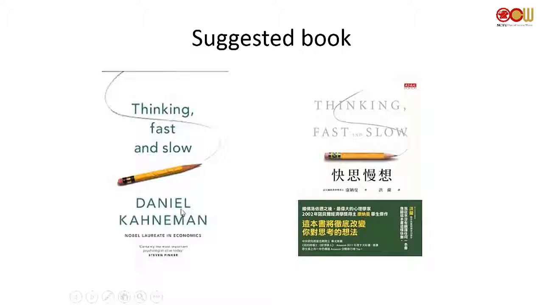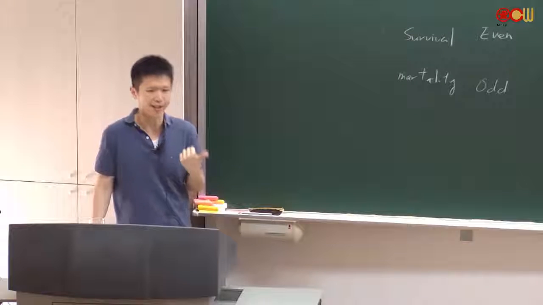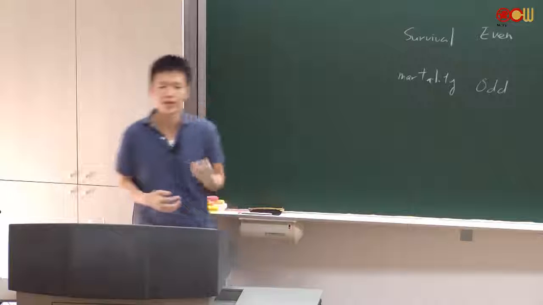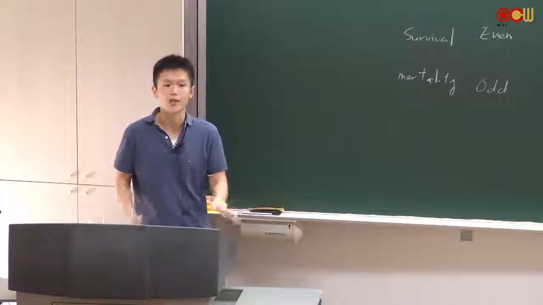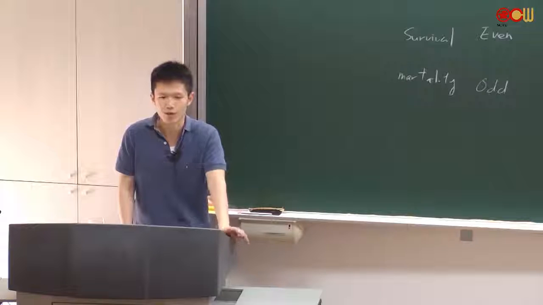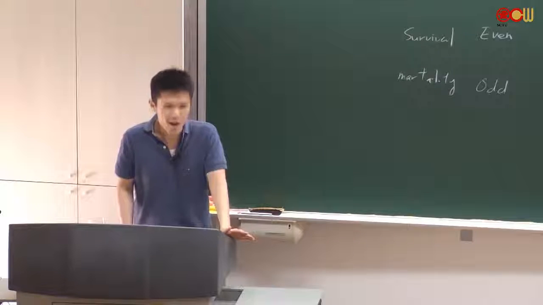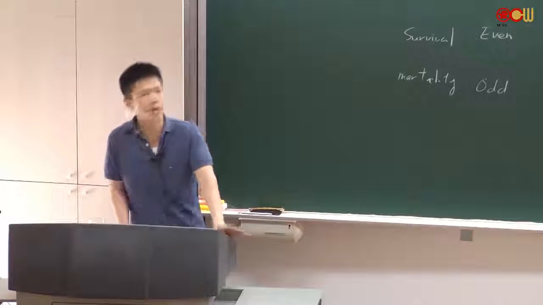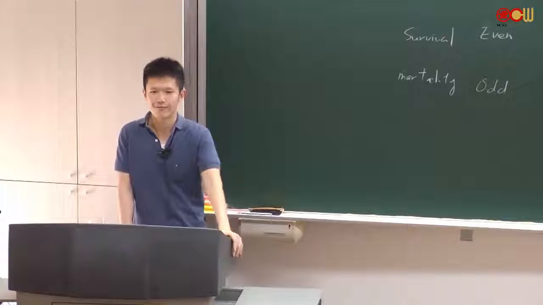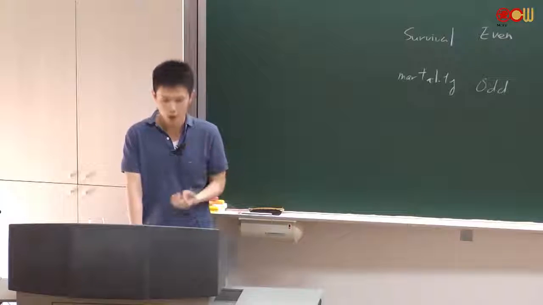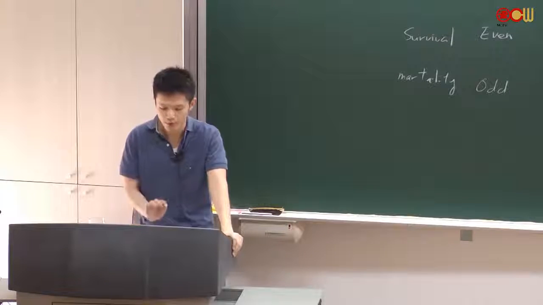Daniel Kahneman, he won a Nobel Prize, but in economics, not in psychology. Okay? But he is a psychologist, and his research topic is about decision making. Okay? And the whole book is talking about heuristics. In addition to those three heuristics we talked about last week, he also talked about other different kinds of heuristics. Okay? If you want to know more about this kind of topic, then read this book.